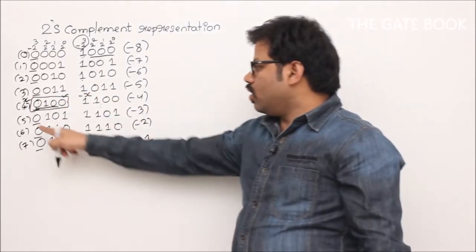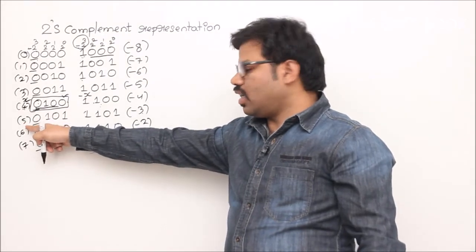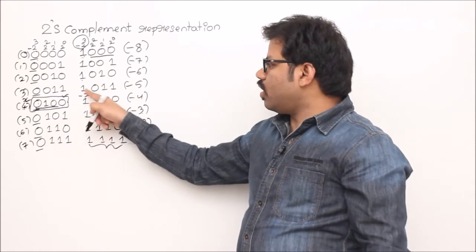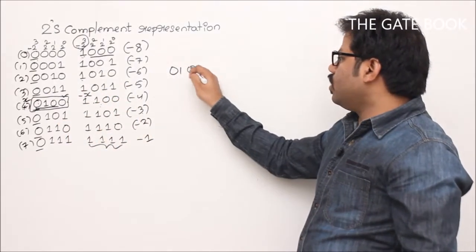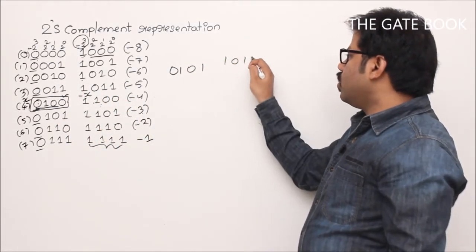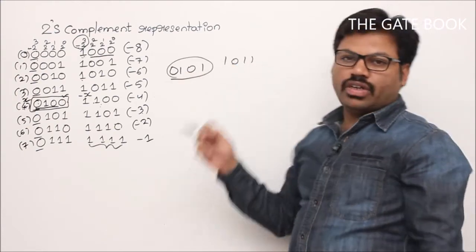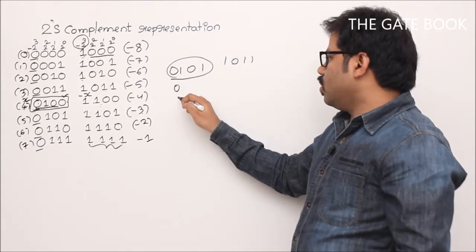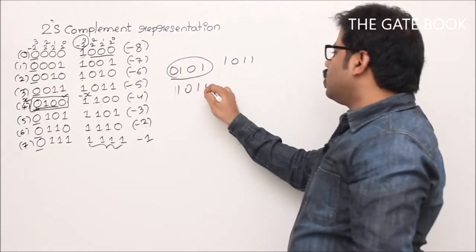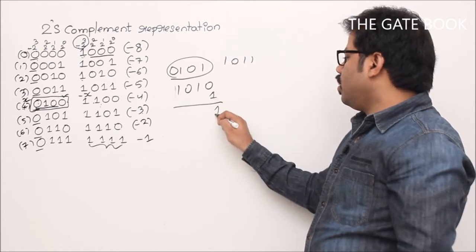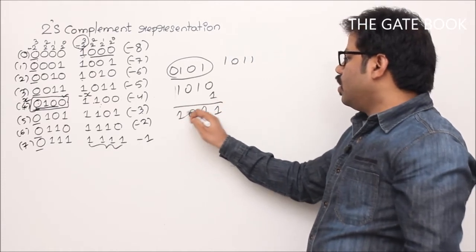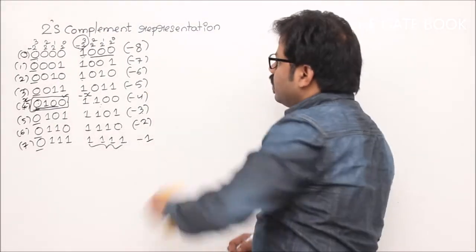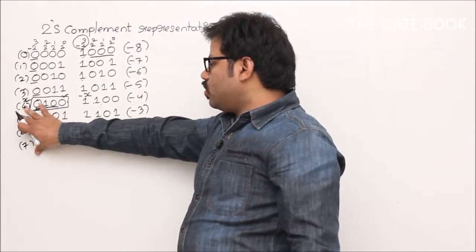Okay. See now, definitely 5's negative value is what? That means minus 5, right? Where is minus 5? 0, 1, 0, 1 and 1, 0, 1, 1. The relation between the two is that 0, 1, 0, 1's 2's complement is 1, 0, 1, 1. Just check it out. It's an operation. The complement of 0, 1, 0, 1 is 1, 0, 1, 0. Add plus 1. Now 1, 0, 1, 1. Yes, understood. So this is the relation between positive numbers and negative numbers.